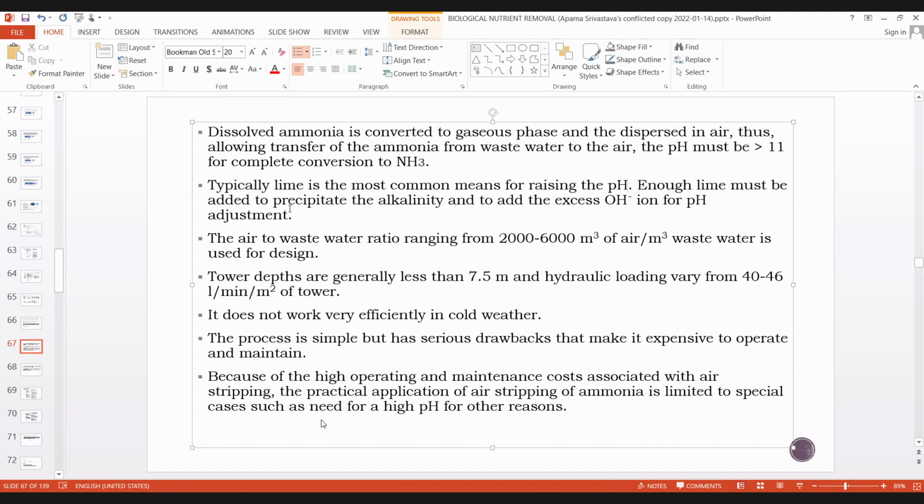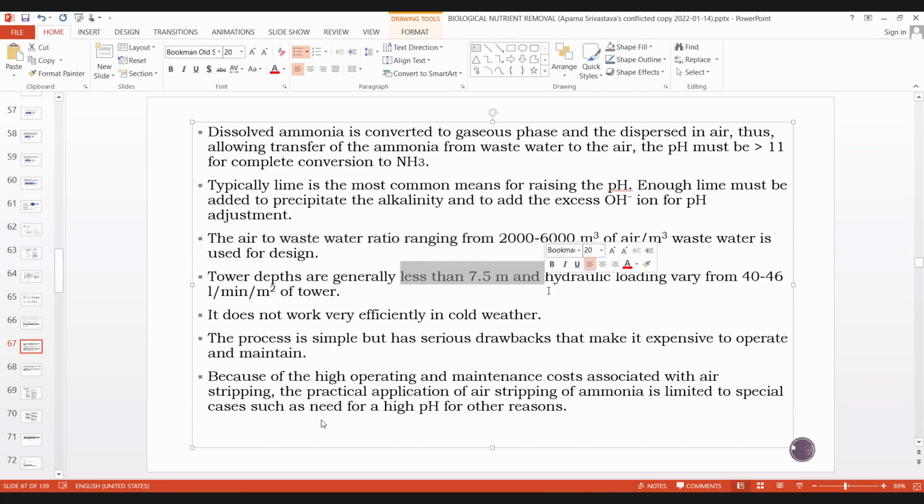Enough lime must be added to precipitate the alkalinity and to add the excess OH ion for pH adjustment. But naturally, we already discussed that it is highly dependent upon the pH. Next thing is the air to wastewater ratio. Why is the air to wastewater ratio there? If sufficient air is not there, then what will happen? This conversion process requires sufficient air. If sufficient air is not there, you are not able to convert this.